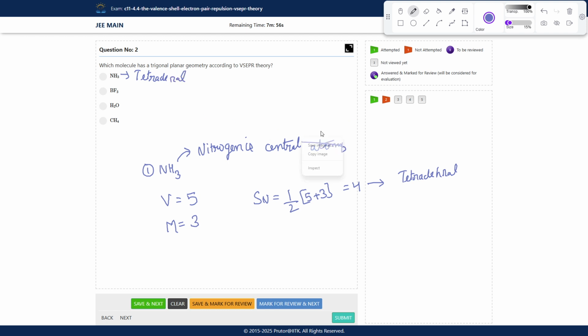Let us move on to the next one, which is BF3. If I take the case of BF3, boron will be the central atom. The number of valence electrons will be 3 and the number of monovalent atoms will be 3. Therefore, we can say that the steric number would be 1/2 of (3 plus 3), which equals 3. Now, 3 corresponds to tetrahedral. Sorry, 3 corresponds to trigonal planar geometry. So it would be trigonal planar.